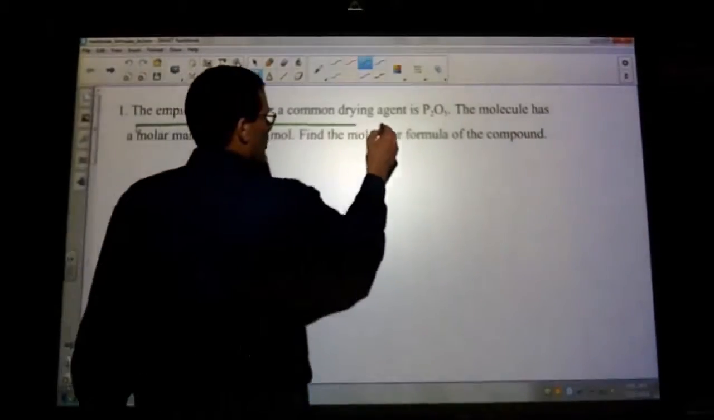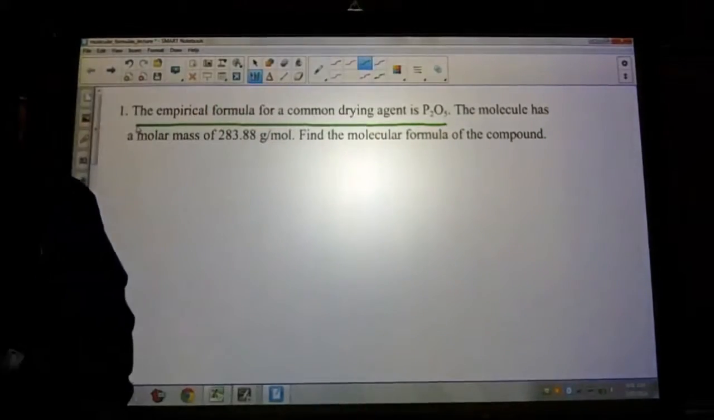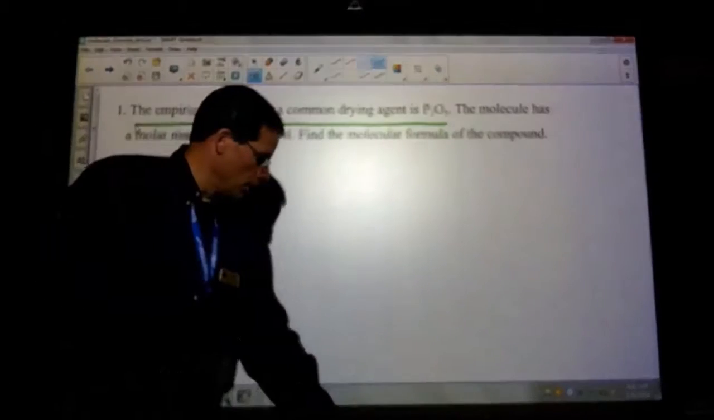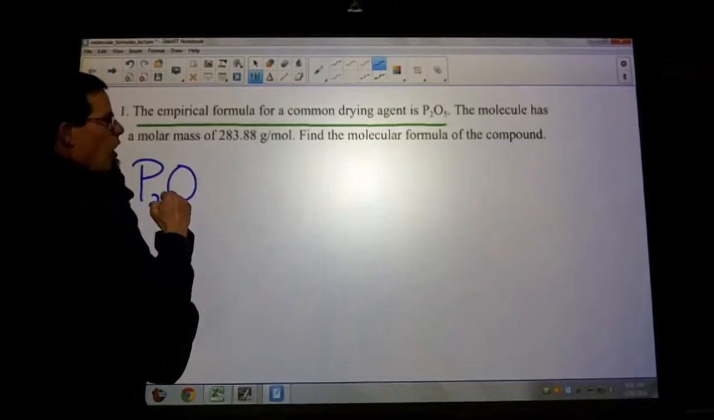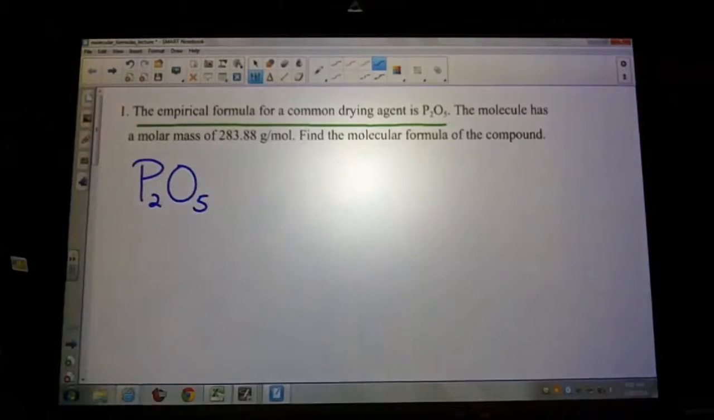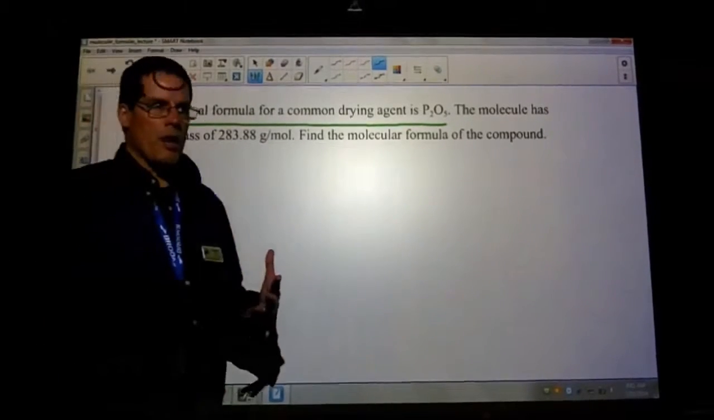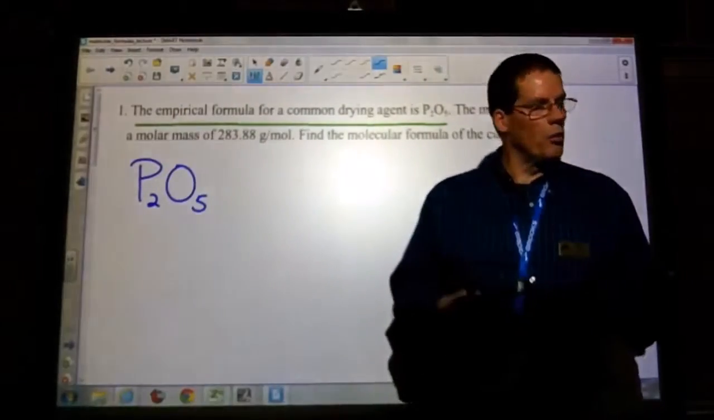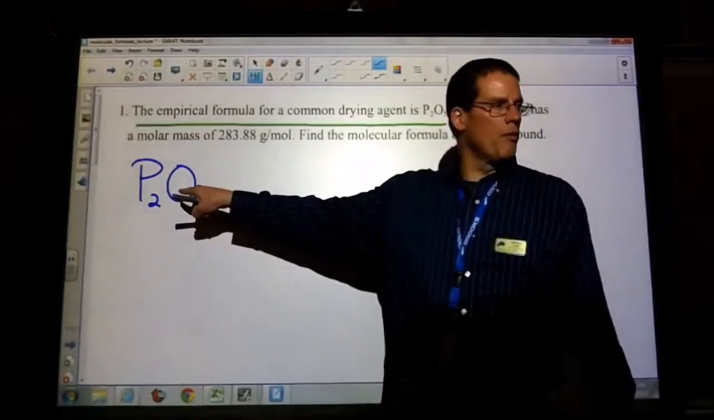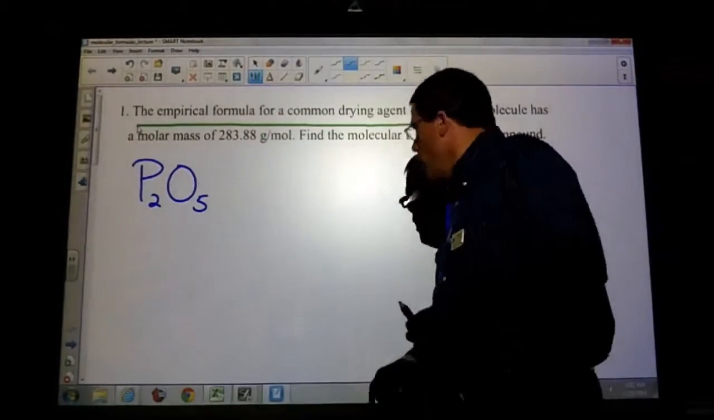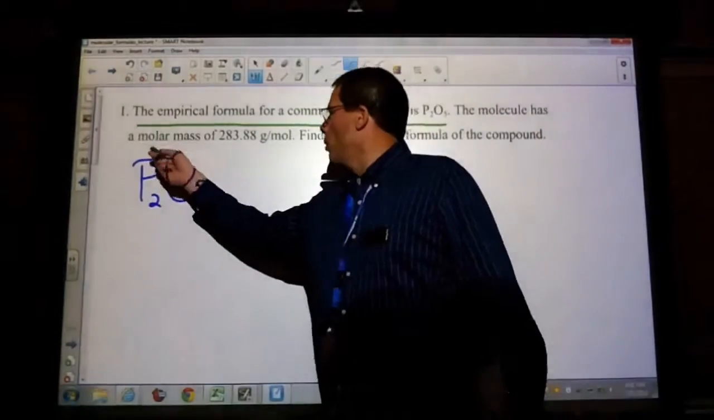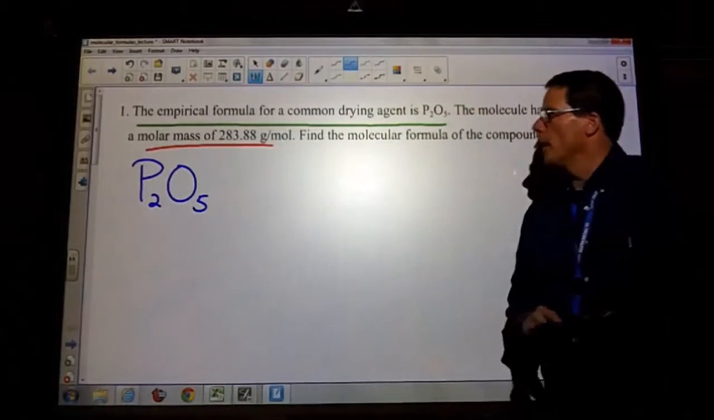That's really nice because you don't have to calculate the empirical formula. It's already been given to you. Sometimes I'll be nice like that and give you the empirical formula, but not all the time, so don't count on it. All that work that you did yesterday to determine the empirical formula, and that we'll get to do again today, has already been done for you. So there's your empirical formula. Also, we're given that the molecule has a molar mass of 283.88 grams.